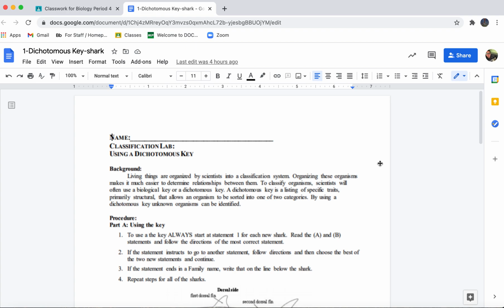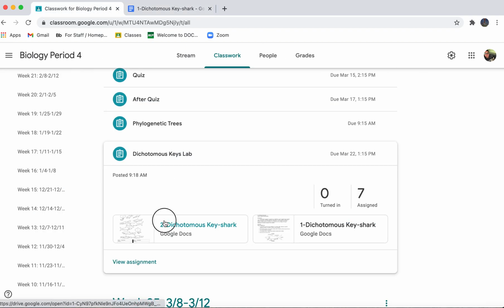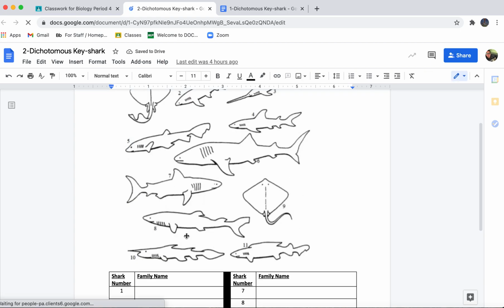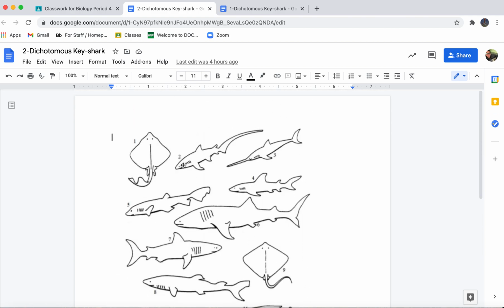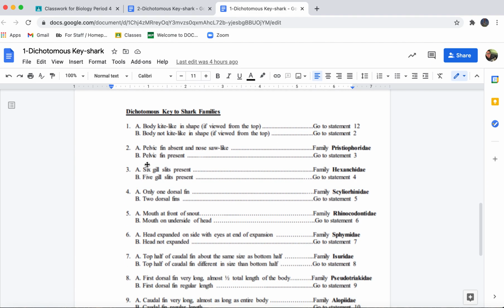So for a background, go ahead and read the background on your own. For using the key, we're going to have what looks like this, okay? We have our 11 unidentified sharks or stingray looking things. And then we have our data table here, and we have the names. The reason I put the names down here is so that you can literally just highlight them, copy and paste them in. We're going to be answering a series of questions about each of these organisms, so that way we can identify them. When we look at the next page, here are the questions that we're going to go through.